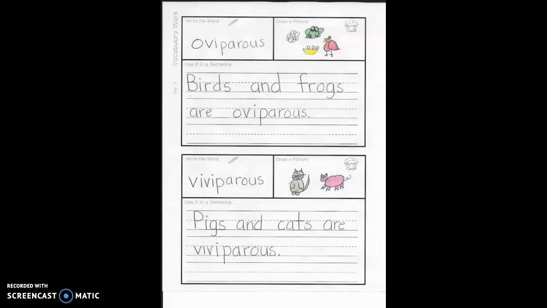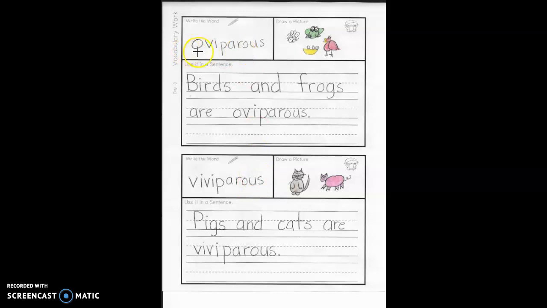This week we are working on the book Chickens Aren't the Only Ones, and the book is about different types of animals that lay eggs. So the two vocabulary words that we're going to be learning this week are oviparous, O-V-I-P-A-R-O-U-S, and viviparous. Okay, so what you need to do is write the two words on your vocabulary worksheet. Write oviparous at the top and viviparous in the bottom box by the pencils.